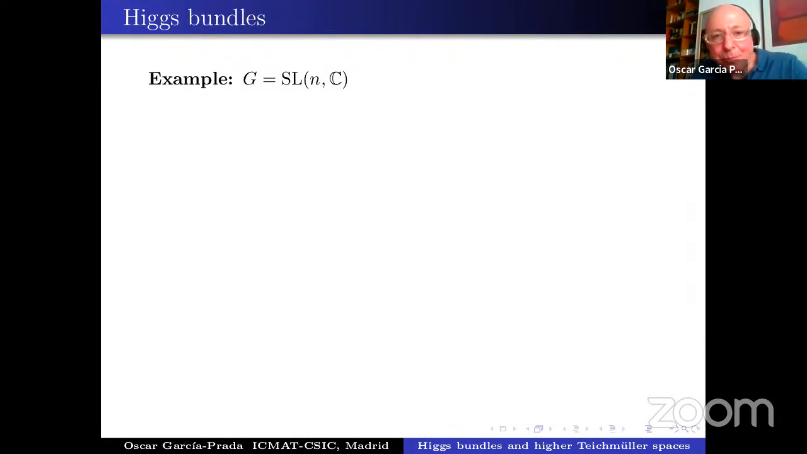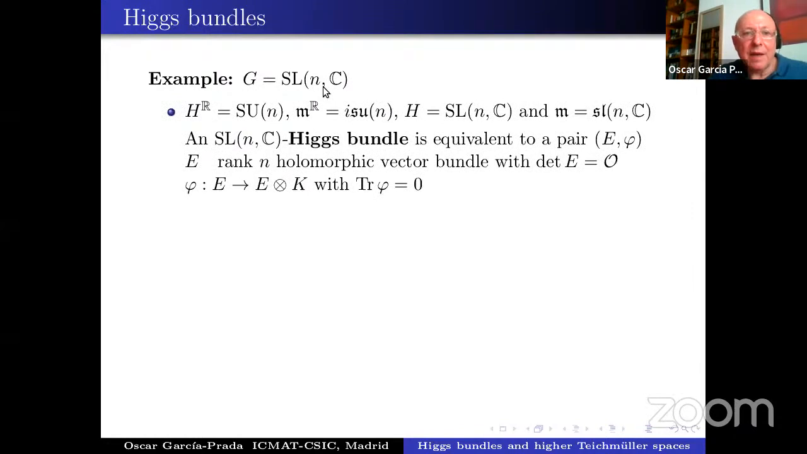As I said, sometimes our G_R can be, in fact, any complex group can be thought of as a real form. So I take in this particular case G_R to be SL(n,C), and then H_R is SU(n). And of course, the complexification of SU(n) is SL(n,C). And M_R is i times the Lie algebra of SU(n), and M is sl(n,C).